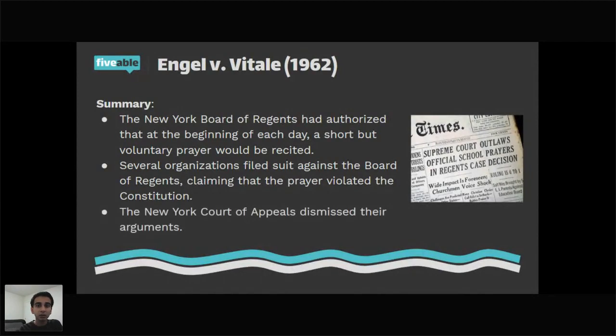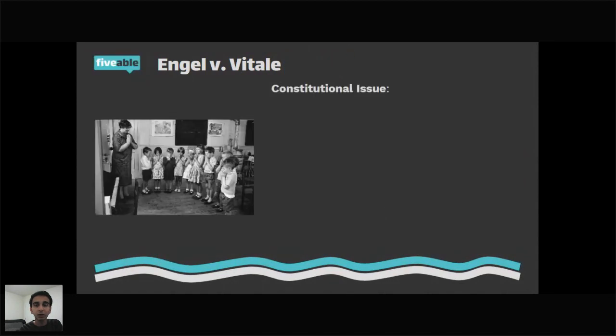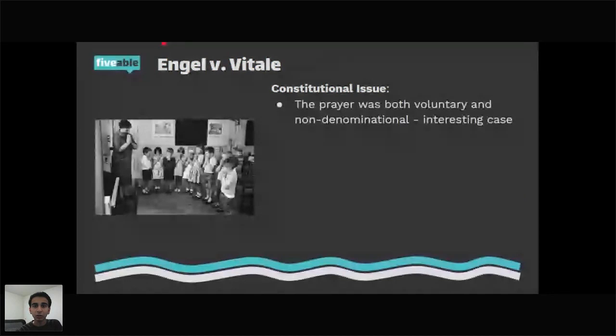The New York Court of Appeals actually dismissed those arguments, so it ended up going further to the Supreme Court. So this is what I think Rohan was asking, right? Yeah, before. So this was not necessarily a crime, but that case was tried more than once.